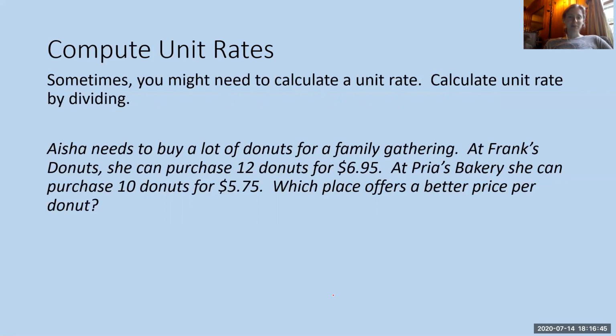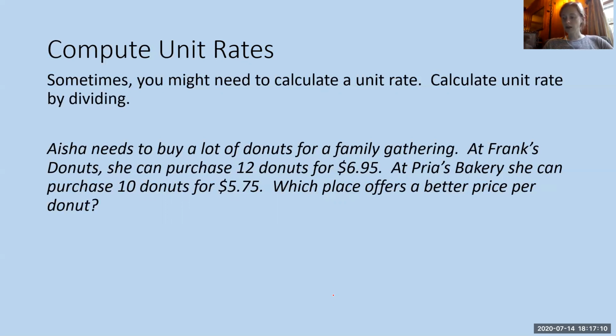So let's look at this example here. It says Aisha needs to buy a lot of donuts for a family gathering. So let's say maybe she needs like 50 or 100 donuts. She just needs to buy a whole lot of them. At Frank's Donuts, she can purchase 12 donuts for $6.95. And at Priya's Bakery, she can purchase 10 donuts for $5.75. Which place offers a better price per donut?